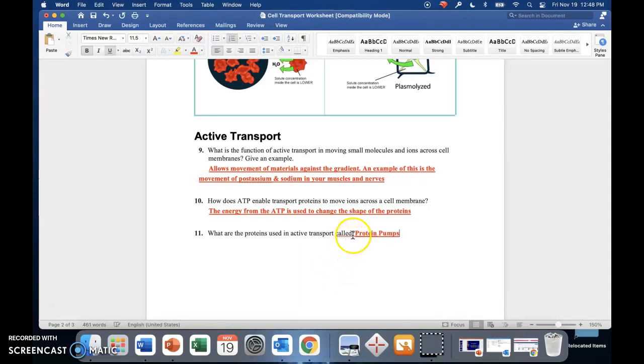And they're exactly what they are, because they pump the materials, in this case the ions, as we see in number 9, across the membrane. They push them across. It's just like a sump pump that you would have in your house to pump out water. That has to be plugged in and requires electricity. These protein pumps get their energy from the ATP.